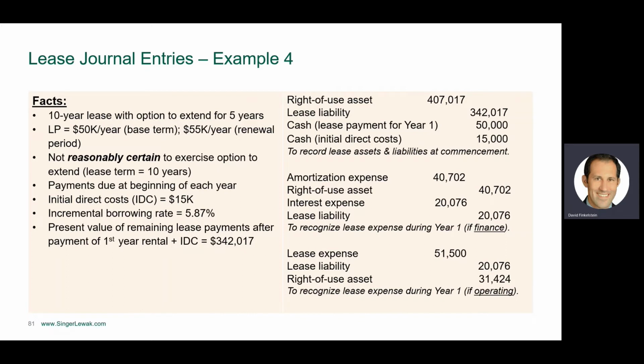At the date of commencement, we'd have a right of use asset of $407,000. We would have a lease liability of $342,017. We'd have the cash paid out for the first lease payment of the $50,000 per year. And we'd have the cash out for the initial direct cost of $15,000.